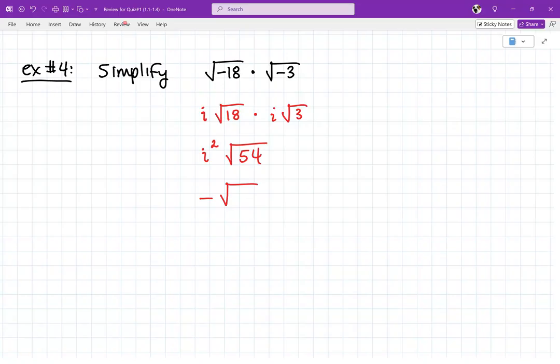9 and 6. That's a good choice. 9 times 6. What's the square root of 9? 3. So that's going to come out. There is no square root of 6. So my answer is negative 3 square root of 6. And that's my solution.